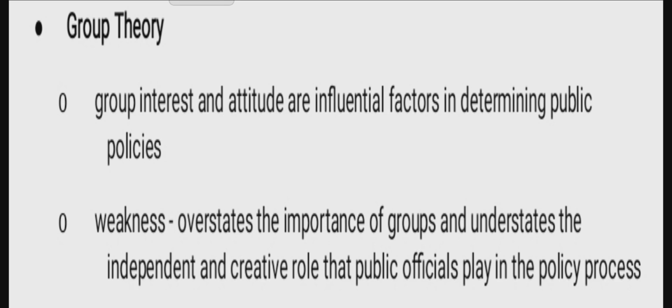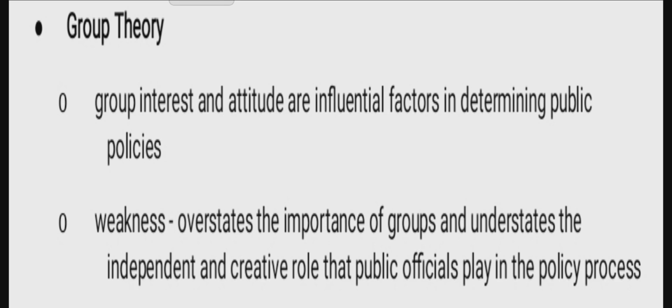However, the weakness of this theory is that it overstates the importance of groups and understates the independent and creative role that public officials play in the policy process. It is also misleading and inefficient in explaining politics or policy formulation in terms of a group struggle without giving attention to other factors like ideas and institutions.